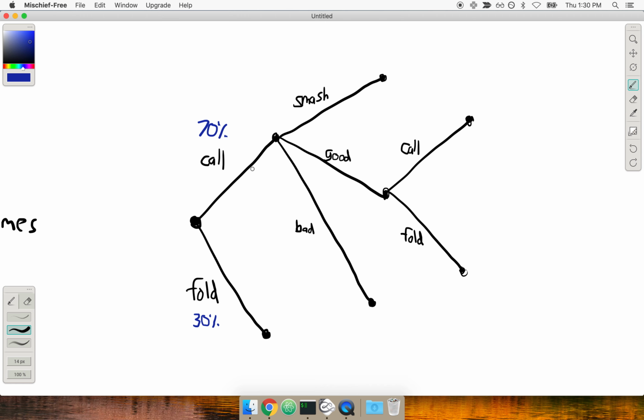Okay, so now we reach this decision point. So now there's 3 possible outcomes. We smash, we get a good flop, or we get a bad flop. So now we have to ask ourselves, how likely is it that each of these 3 things happens? So I'm going to say that there's a 10% chance that we smash the flop, assuming, let's just say we have pocket 3s.